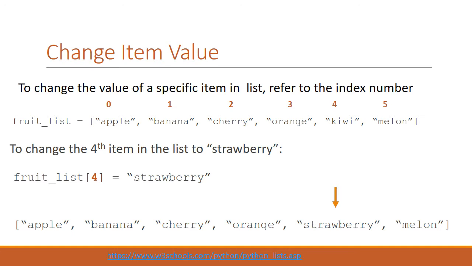Unlike Python strings that are immutable, items within a Python list can be changed. So to change the value of a specific item in a list, you refer to the index number. So again, we look at our example fruit list, which is assigned apple, banana, cherry, orange, kiwi, and melon. Let's say that we want to change the 4th element in the list from kiwi to strawberry. So we can say fruit list bracket 4 is assigned the value strawberry. Then we look at the list and our items are now apple, banana, cherry, orange, strawberry, and melon.